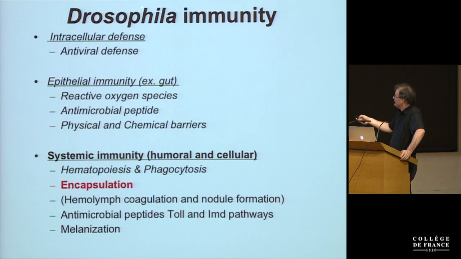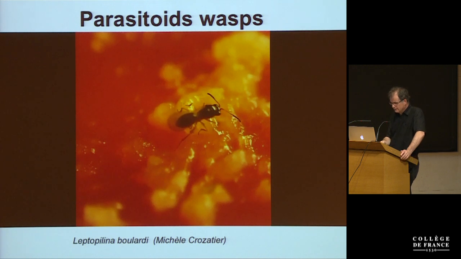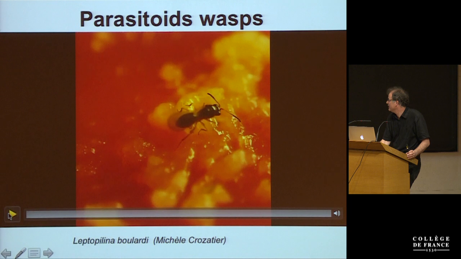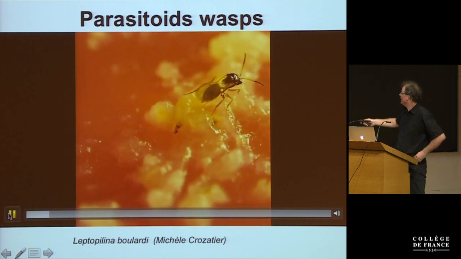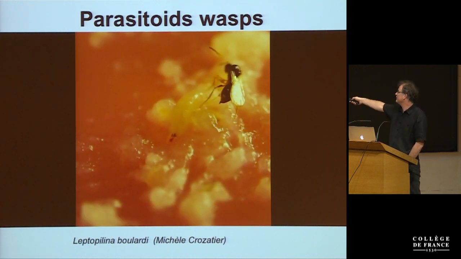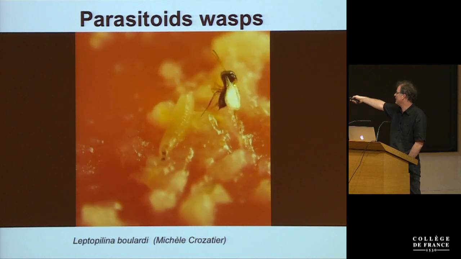So now I have been through all the mechanisms, and I will focus a bit more time on encapsulation. So here, I need to activate this little movie. Okay, so what do you see here? You see a parasitoid wasp. This is a large class of insects. I think there are more than 100,000 species of parasitoid wasp.